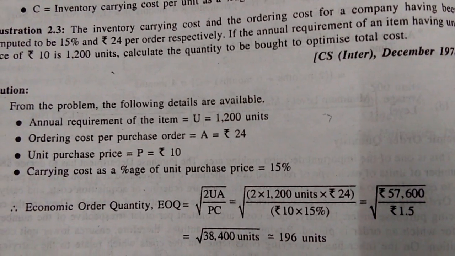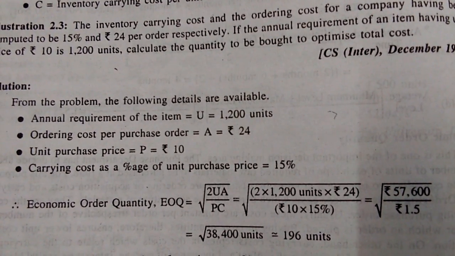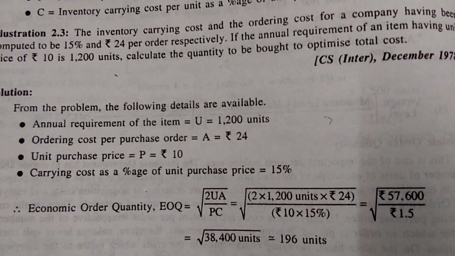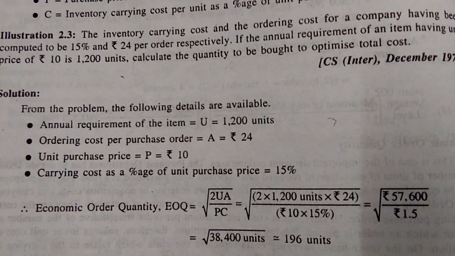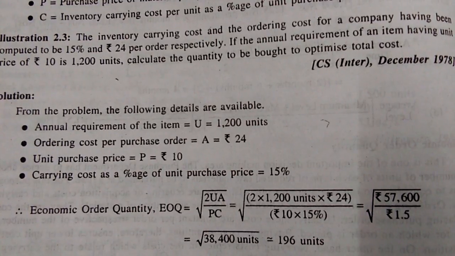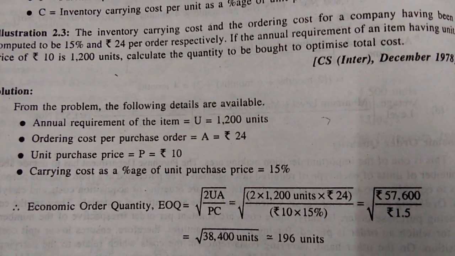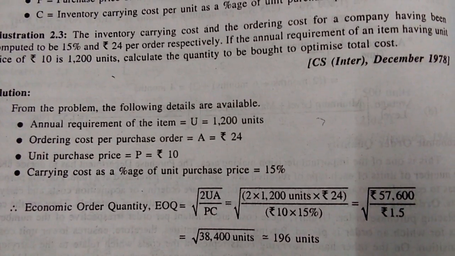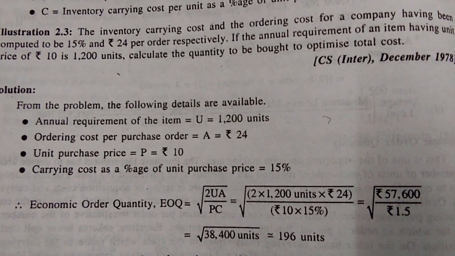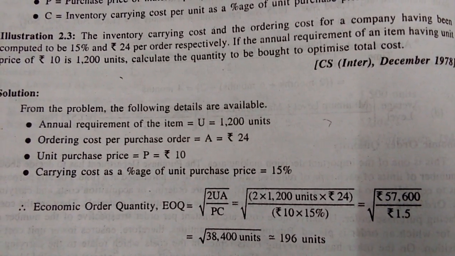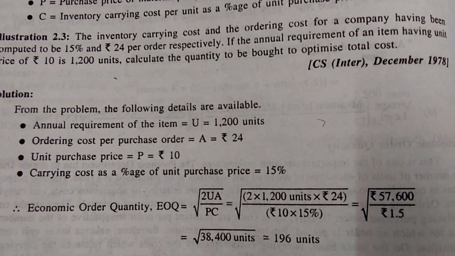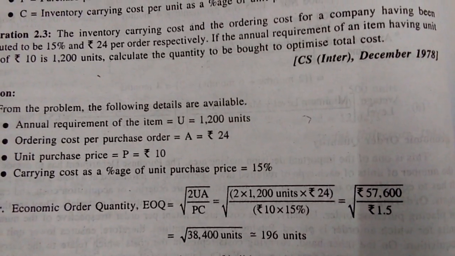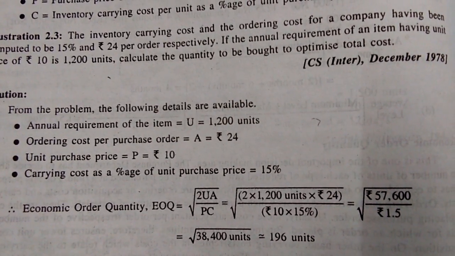Then EOQ equals the square root of 2UA by PC, that equals 2 into 1200 into 24 by 15% of 10 rupees. Then that equals 57,600 by 1.5, then 38,400 units. Then removing the square root, that equals 196 units. All the best.